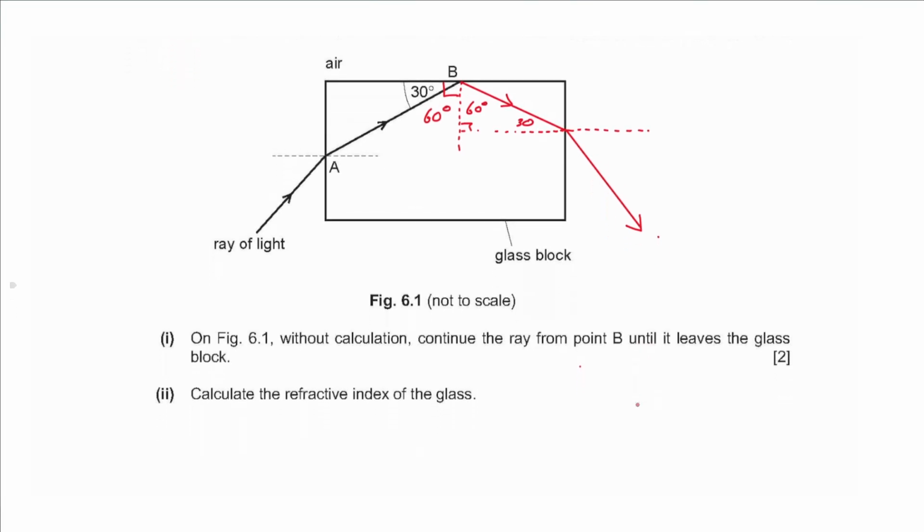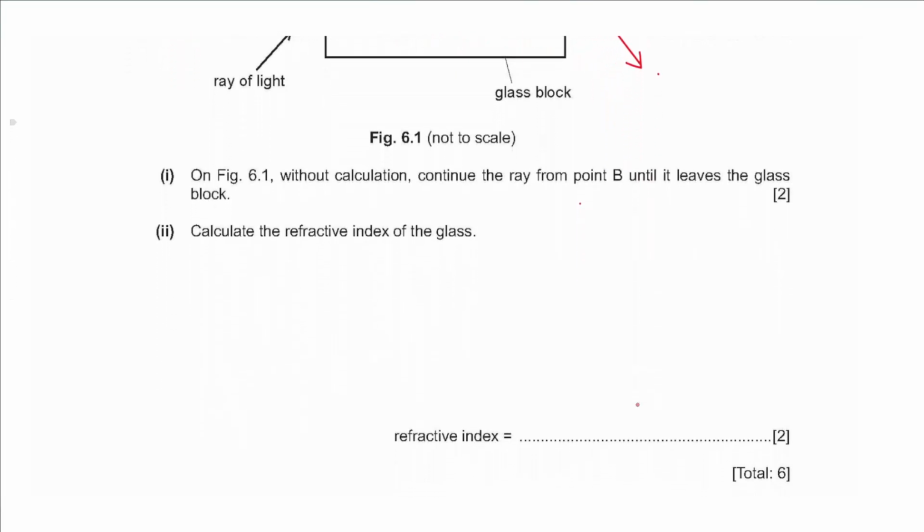Double I says calculate the refractive index of the glass. We can use the critical angle and say that n is equal to 1 over sine the critical angle. So 1 over sine the angle 41 given in the question. This gives a value of 1.52425. We can approximate that to 1.5, and the refractive index has no units.